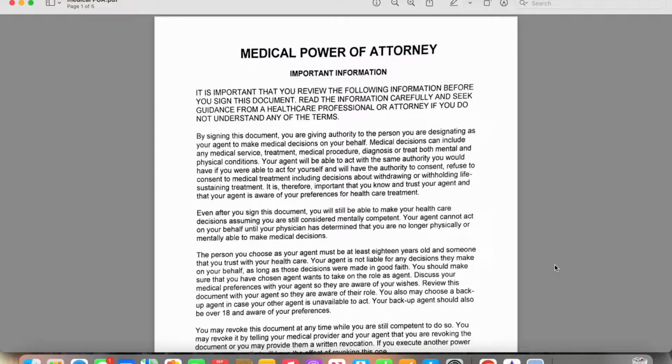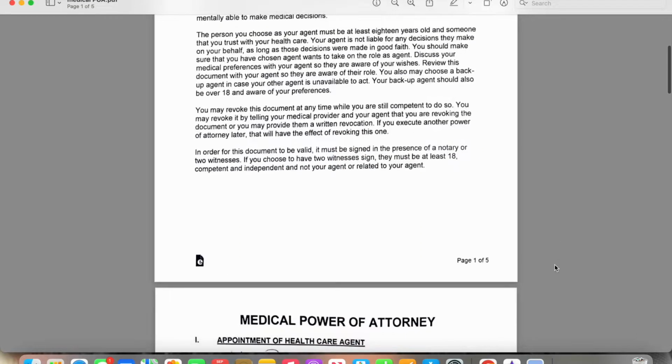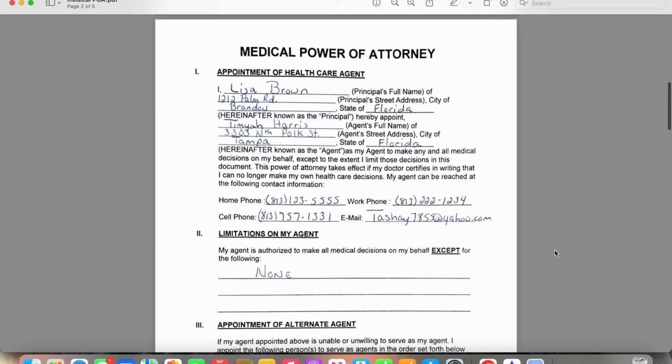So, this first page is just going to be important information about the document and all of the rules and regulations. You're going to come down here and you're going to need to sign today. You're going to need an agent, which is going to be the person that you're going to put into authority over your medical needs. Then you're going to need two alternates. So that'll be two people if that person is not available to make decisions for you. And then you're going to need some witnesses. So there are going to be a lot of people at this appointment, but it's going to be necessary.